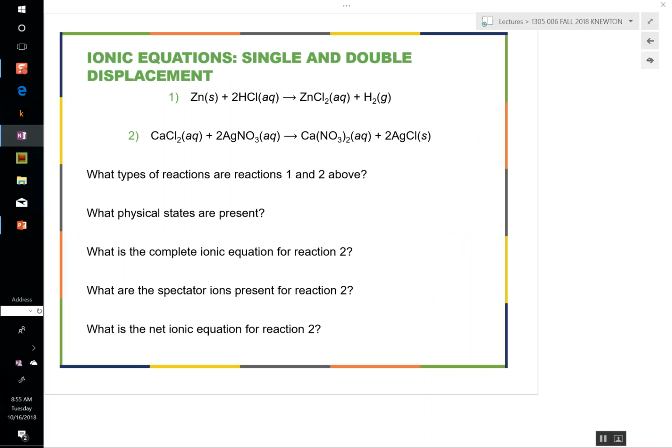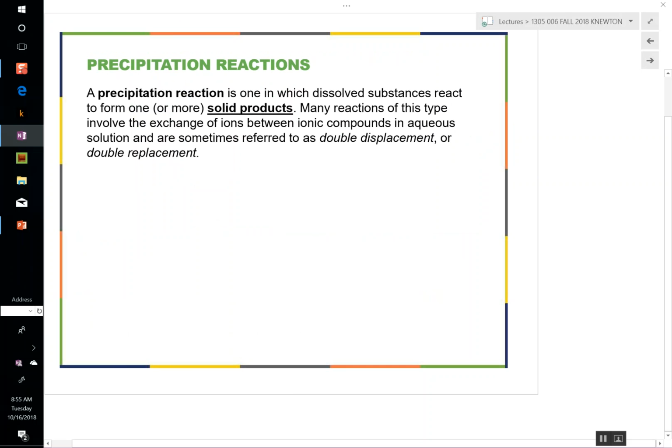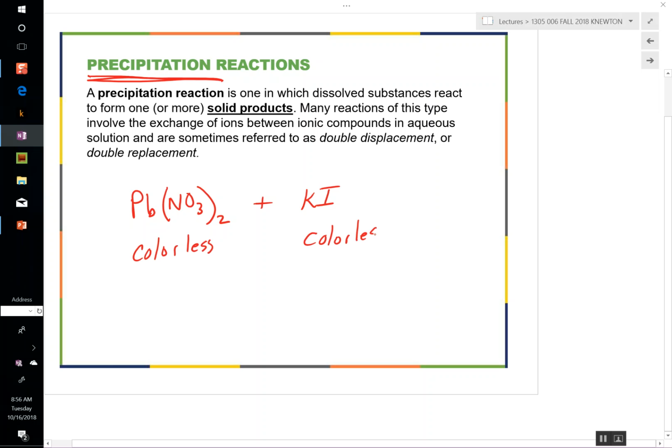I was talking here about ionic equations. I'm going to talk about this now under this major category, precipitation. In the 1105 lab, which many of you are in, last week we mixed lead nitrate, I think I have a slide of this right now, with potassium iodide. This is colorless. And we reacted it, we got potassium nitrate.